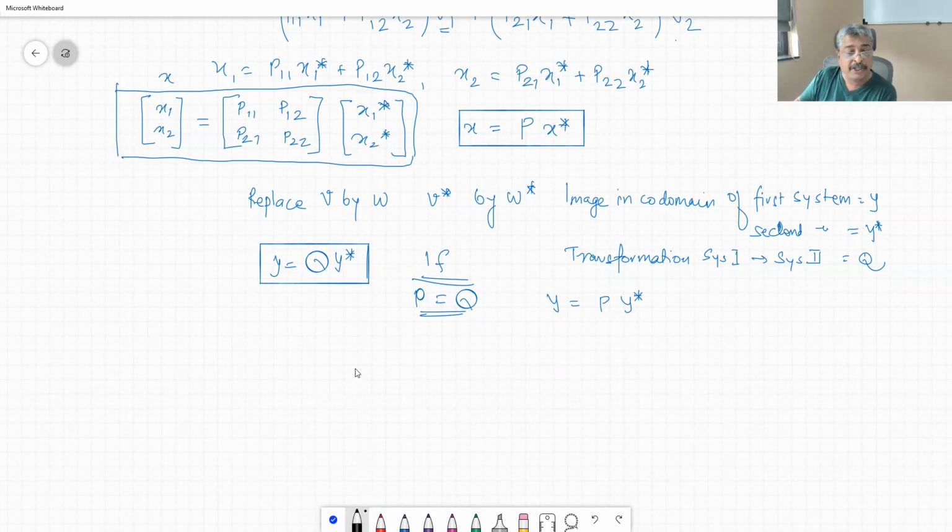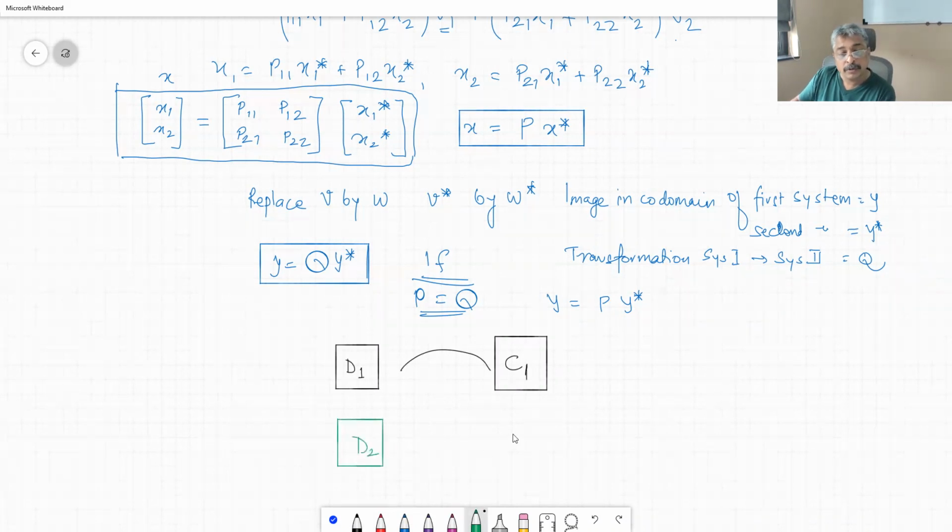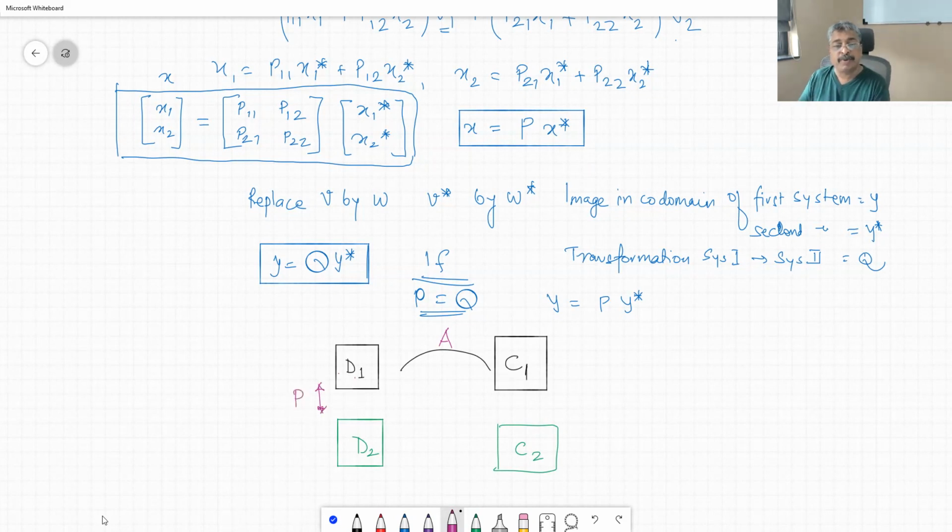Now what is happening? Let me draw those pictures again. This is my first domain, domain 1. This is codomain 1. This is domain 2. This is codomain 2. And the transformation from domain 1 to codomain 1 is defined by matrix A. Now, how are these two related to each other? They are related by matrix P. How are these two related to each other? By matrix Q, but we said Q is equal to P as a special case. Therefore what we are supposed to find out is how D2 is related to C2, what should go and sit here. That is our requirement.